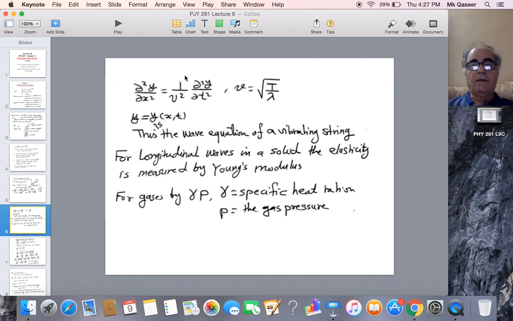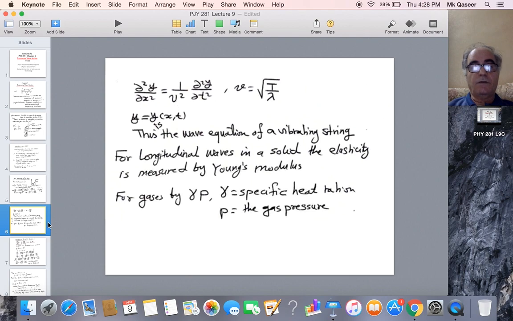Now rearrange this equation and make dimensional analysis. We get this is v, which is the square root of T over lambda, the velocity of the wave. Now if we look at this equation, y is a function of x and t. This is the wave equation of a vibrating string. For longitudinal waves in a solid, the elasticity is measured by Young's modulus. For gases by gamma P. Gamma is the specific heat ratio and P is the gas pressure.